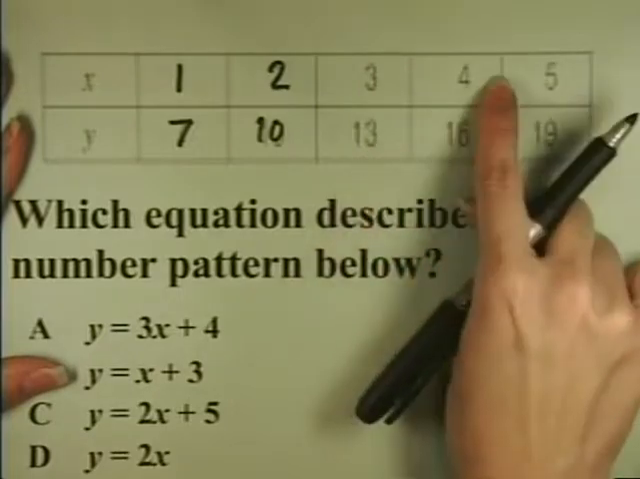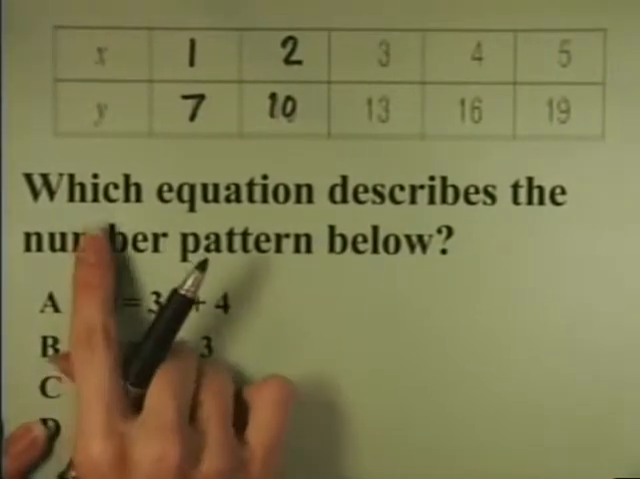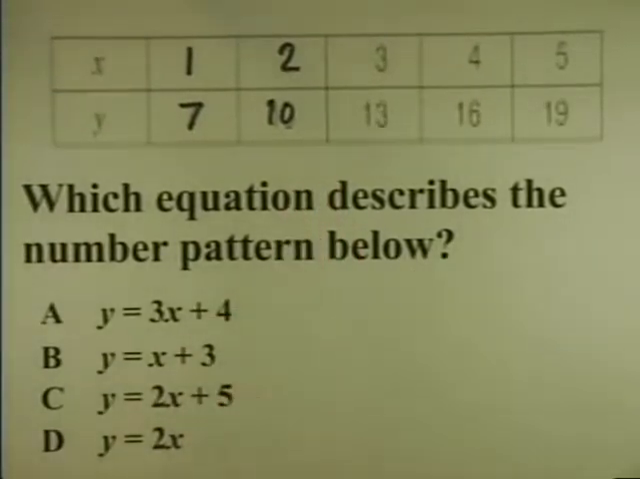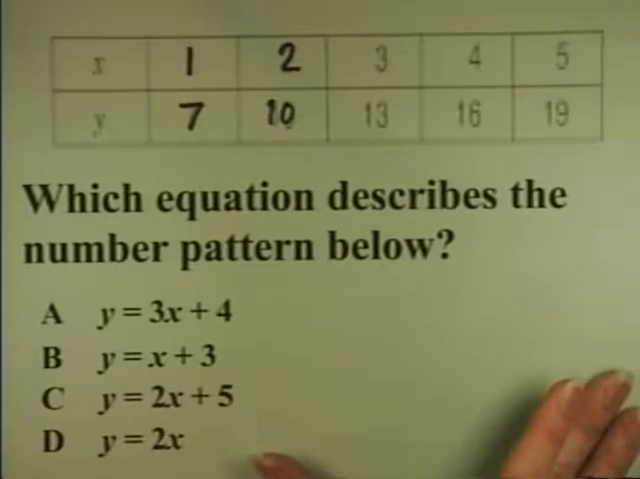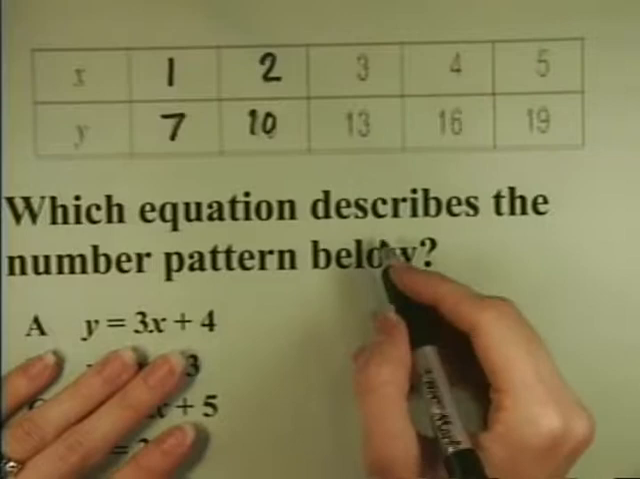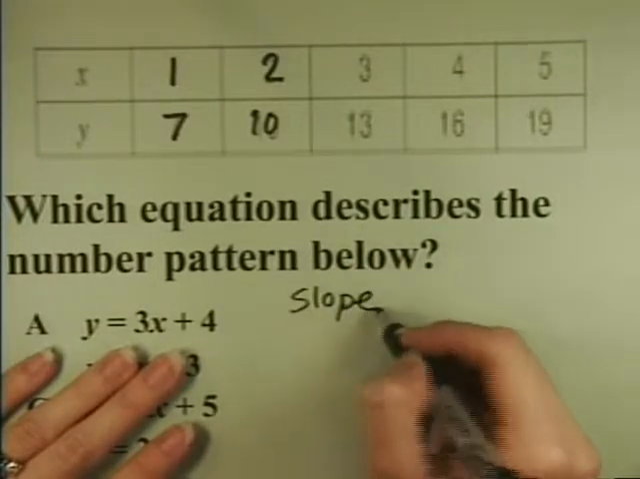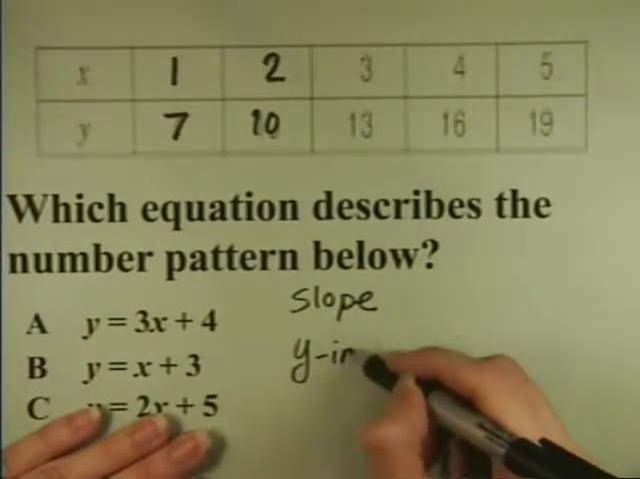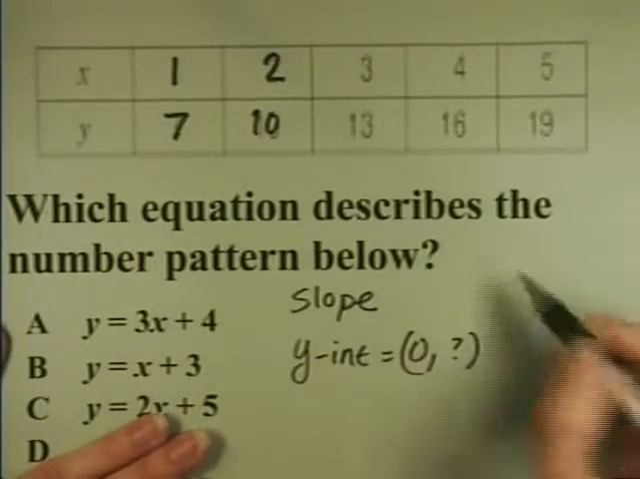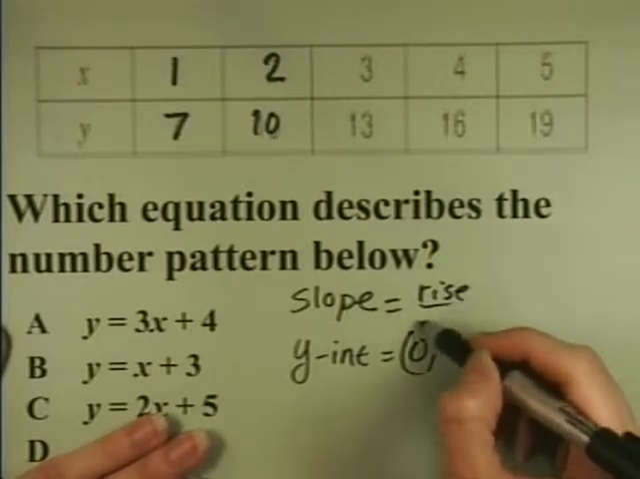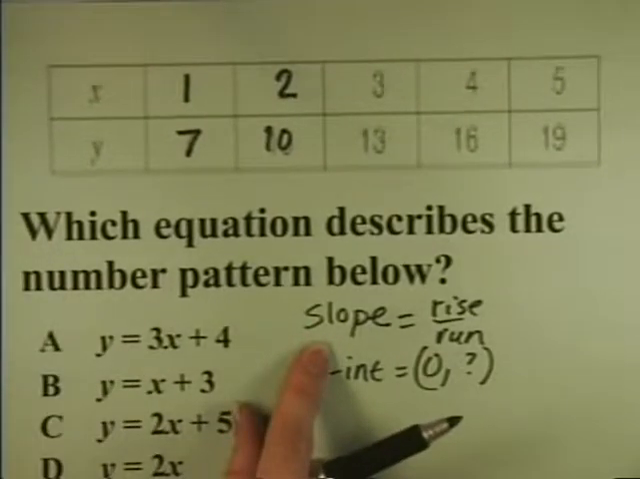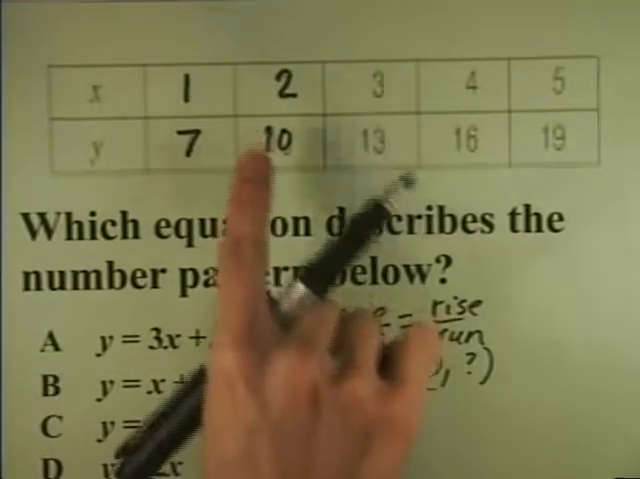So you know that's a 3, 13. 4, 16, 5, 19. Okay, it says, which equation describes the number pattern above? Now we need an m. What's the m stand for? The slope. We need the slope and we need the y-intercept. So we know the y-intercept is going to be 0 something, right? Yeah. We don't know what it is. And the slope's going to be a rise over a run. Now, have you been taught to use a formula to get the slope, or just to look at the pattern?